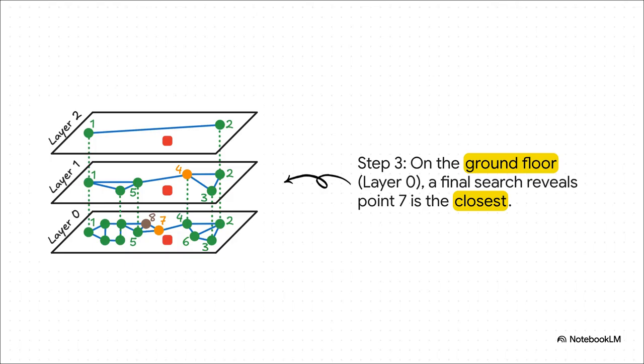We enter at point 4 and do one last greedy search. We check its neighbors, find that point 7 is the closest, and after a final check of its neighbors, we confirm it's the best match we can find. And just like that, the search is over.